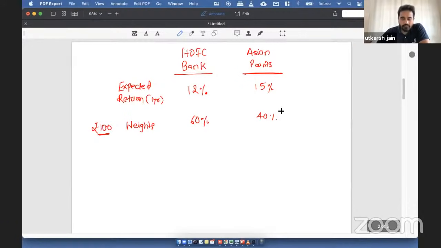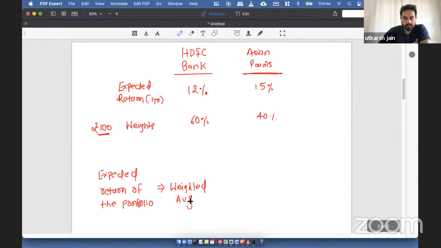Now, if you have this much information, what you can do is figure out the expected return of the portfolio. What is the expected return of the portfolio? That means on an average, on a portfolio level, what return do I expect to earn? Now, a very easy way to get the expected return of the portfolio is to simply run a weighted average of these numbers. Okay, so we're going to calculate a weighted average.